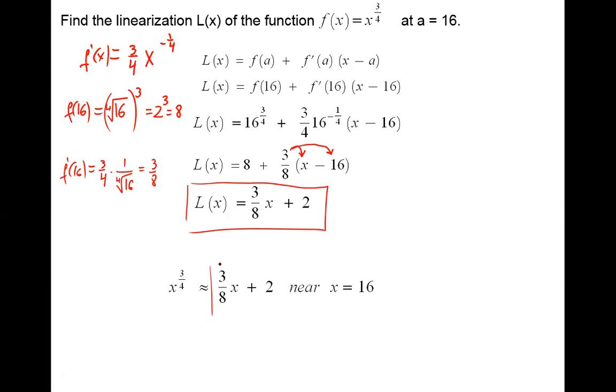And of course, the point of the linearization is to have a tangent line that, close to the a value, close to 16, looks almost the same as the original curve. That means instead of taking the fourth root function, I can simply use a line and approximate the value if needed. Okay, let's look at the second question.